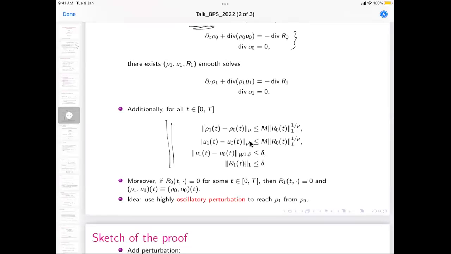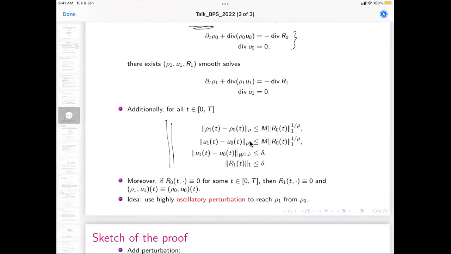And it's not difficult to see what should be the appropriate norm, because if my rho naught is in LP, U naught is in LP prime, so R0 will be roughly of the same order, right? So that would be A1. So I want my R1 to be much smaller than R0. In particular, you give me any delta, and I can make R1 smaller.